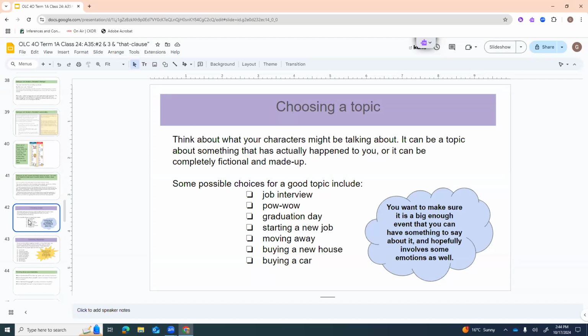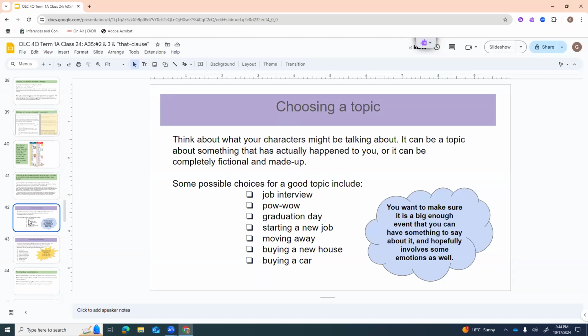Some possible choices for a good topic include things like a job interview, a powwow, a graduation day, starting a new job, moving away, buying a new house, buying a car. You want to make sure the event is big enough that you have something to say about it and that hopefully involves some strong emotions as well.